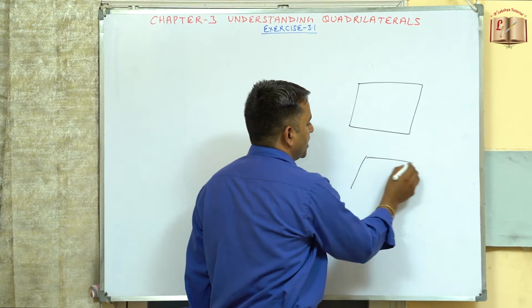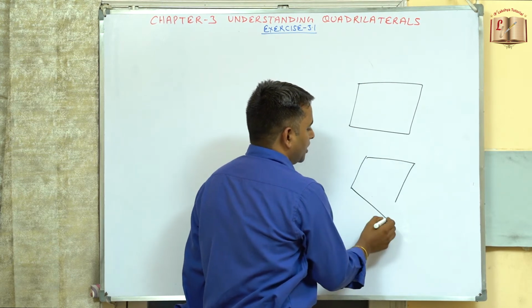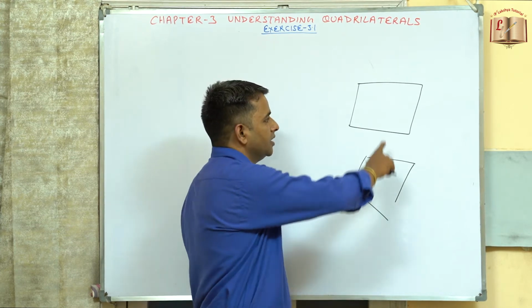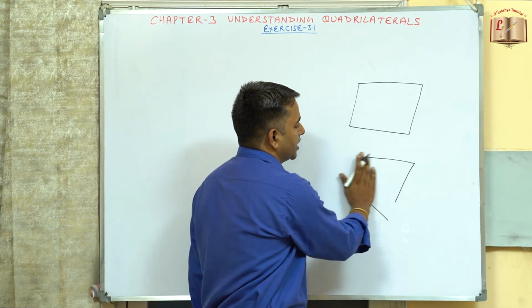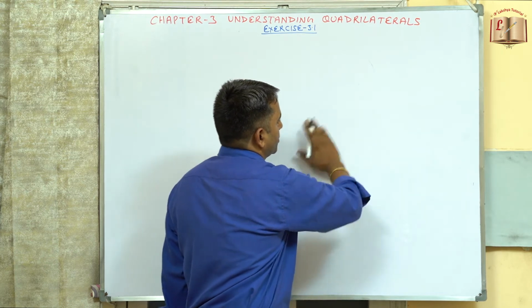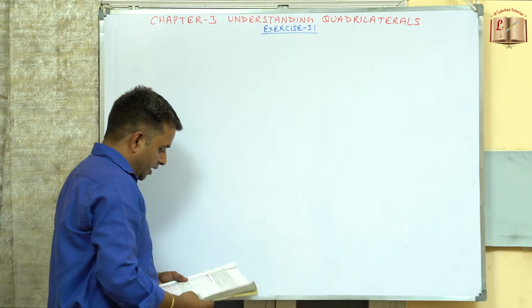ये ऐसे नहीं, अगर हमने इसको ऐसे कर दिया है अभी, नाउ दिस इज नॉट ए क्वाड्रेटल बिकॉज ये एनक्लोज्ड फिगर नहीं है, दिस इज ओपन फिगर. सो फोर साइडेड एनक्लोज्ड फिगर इज अ quadrilateral. So we'll start with the simple introduction.